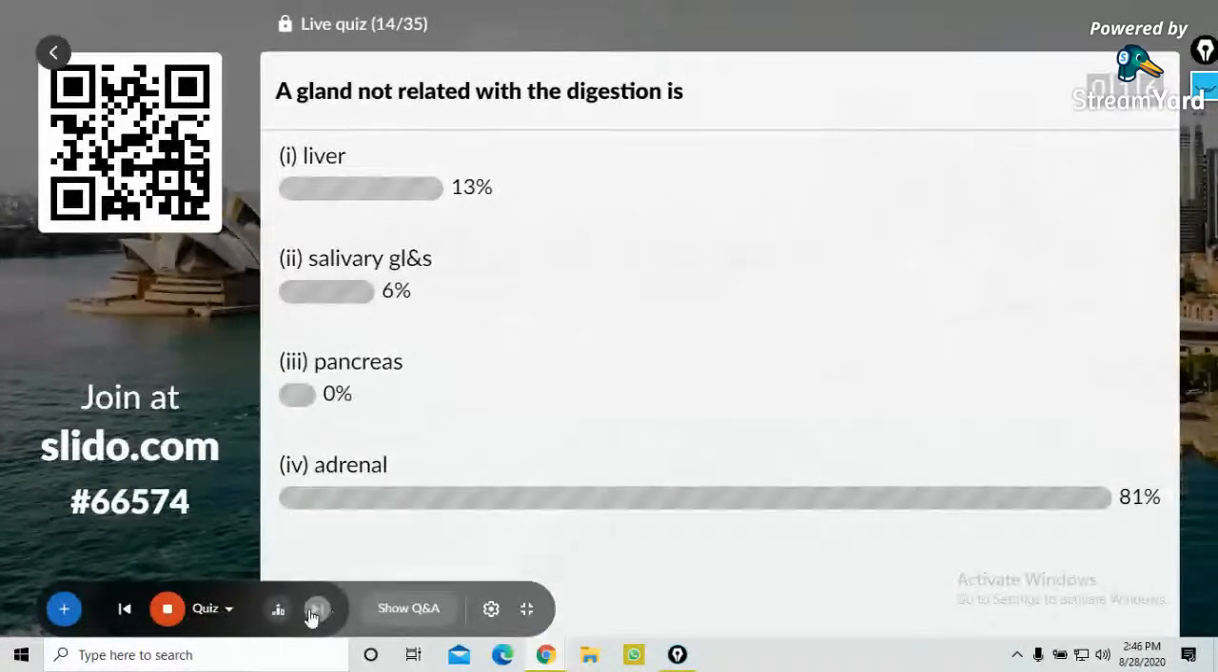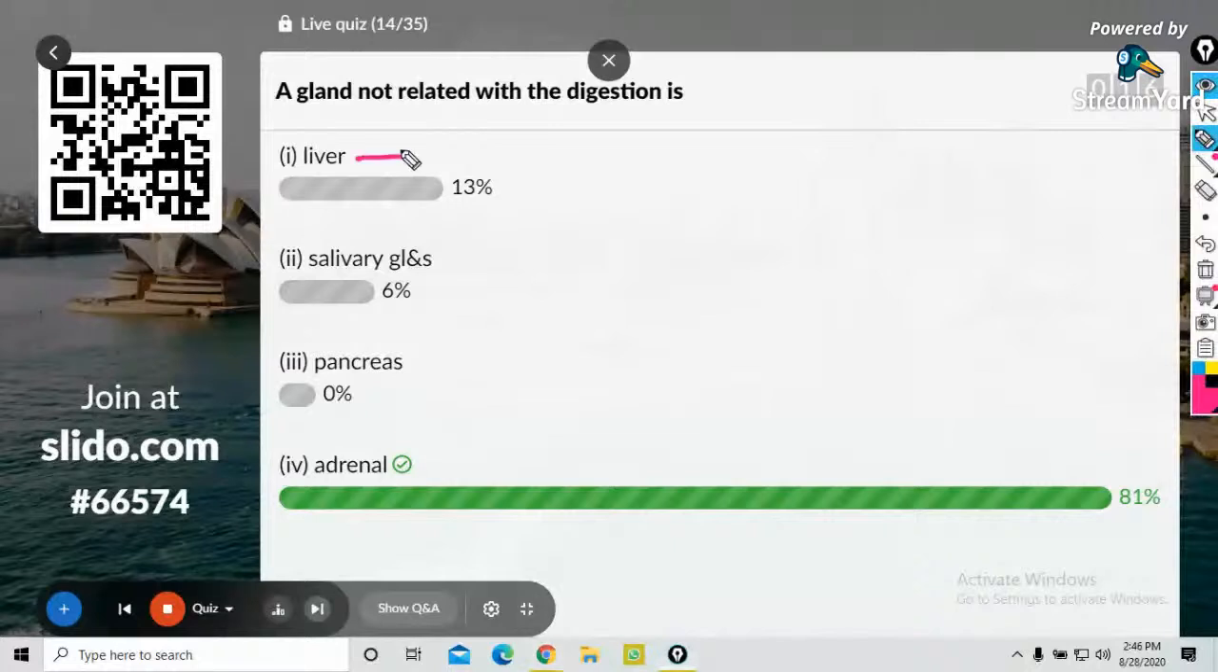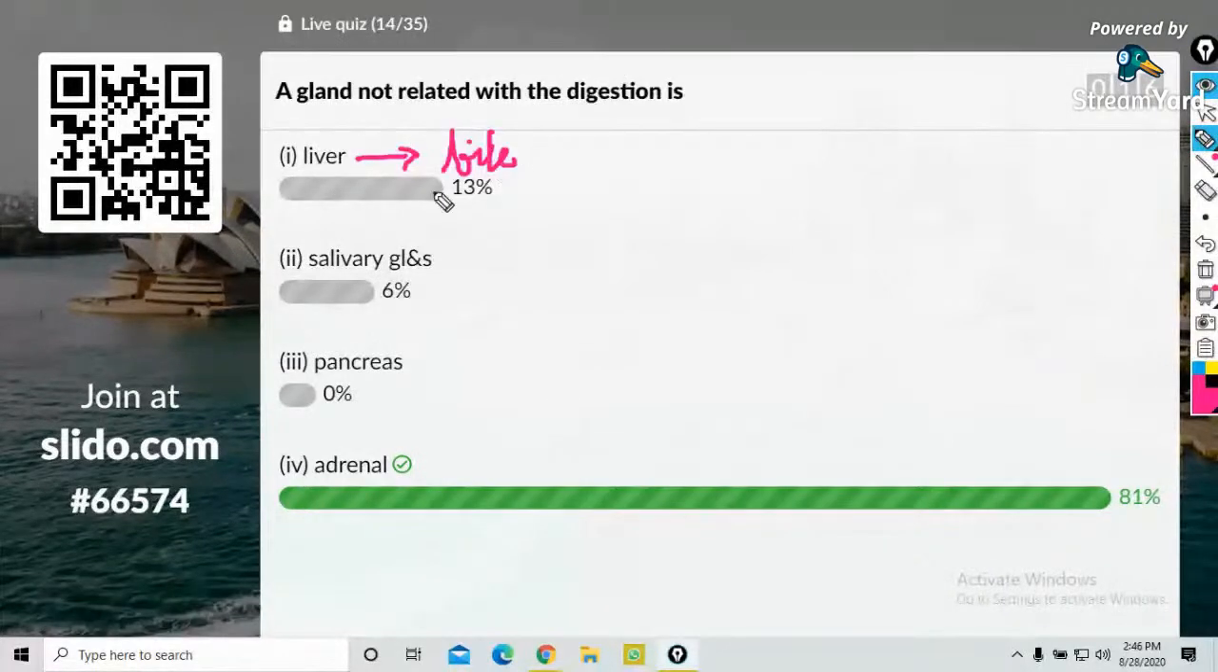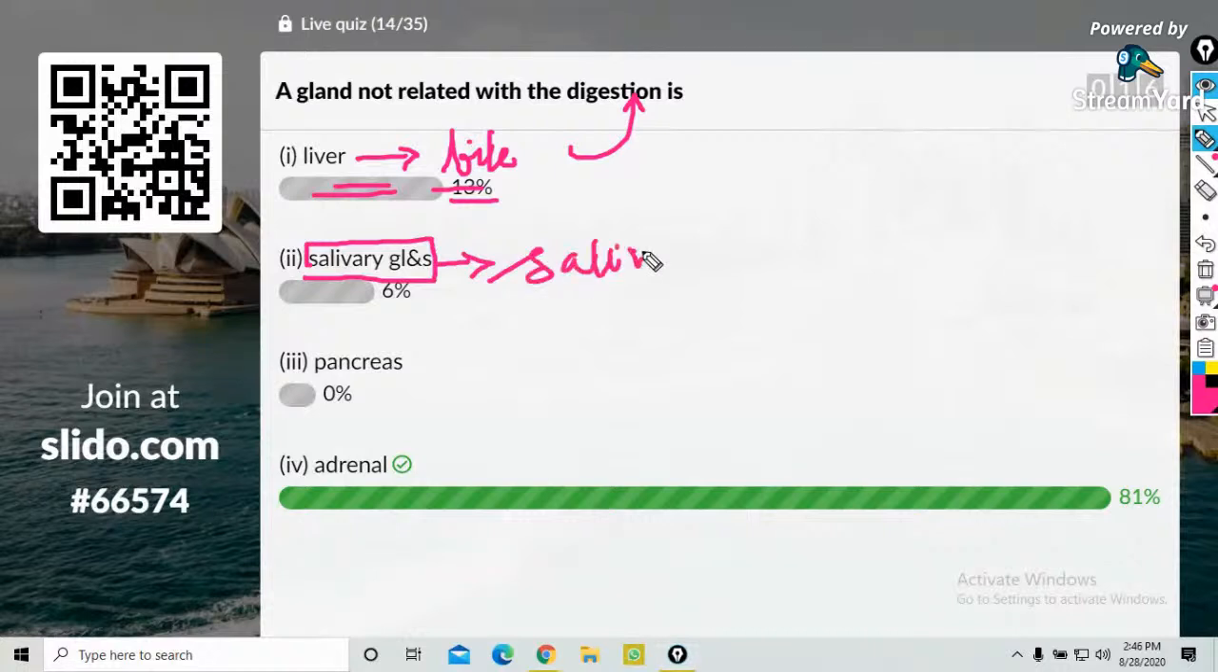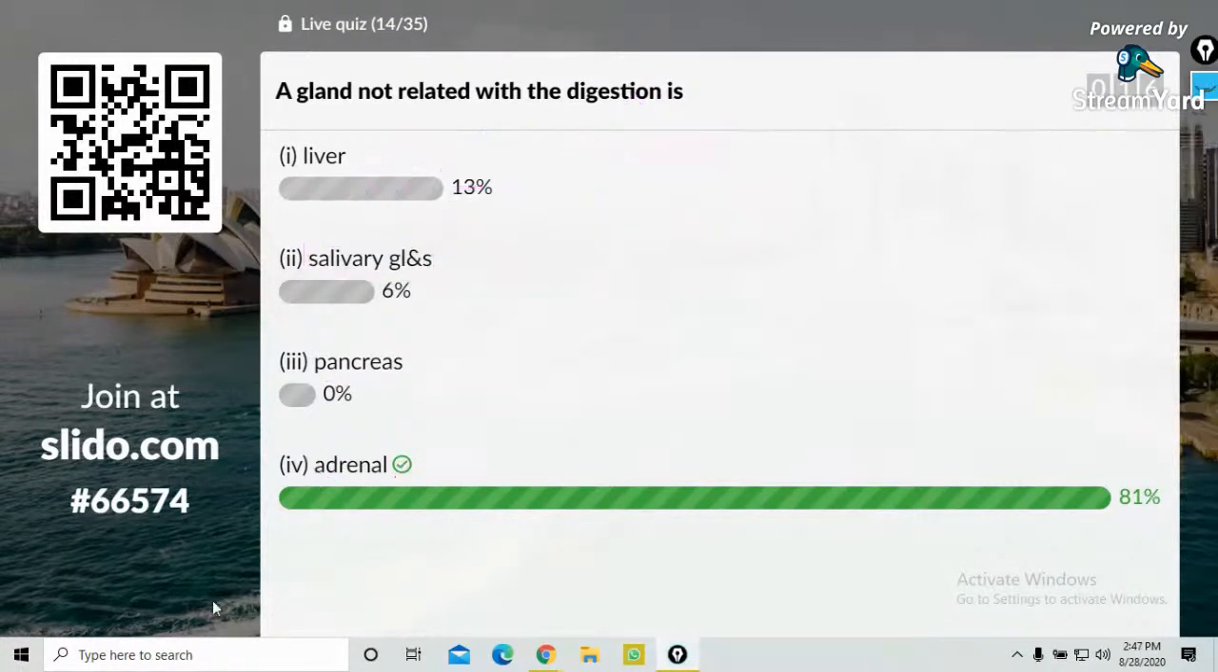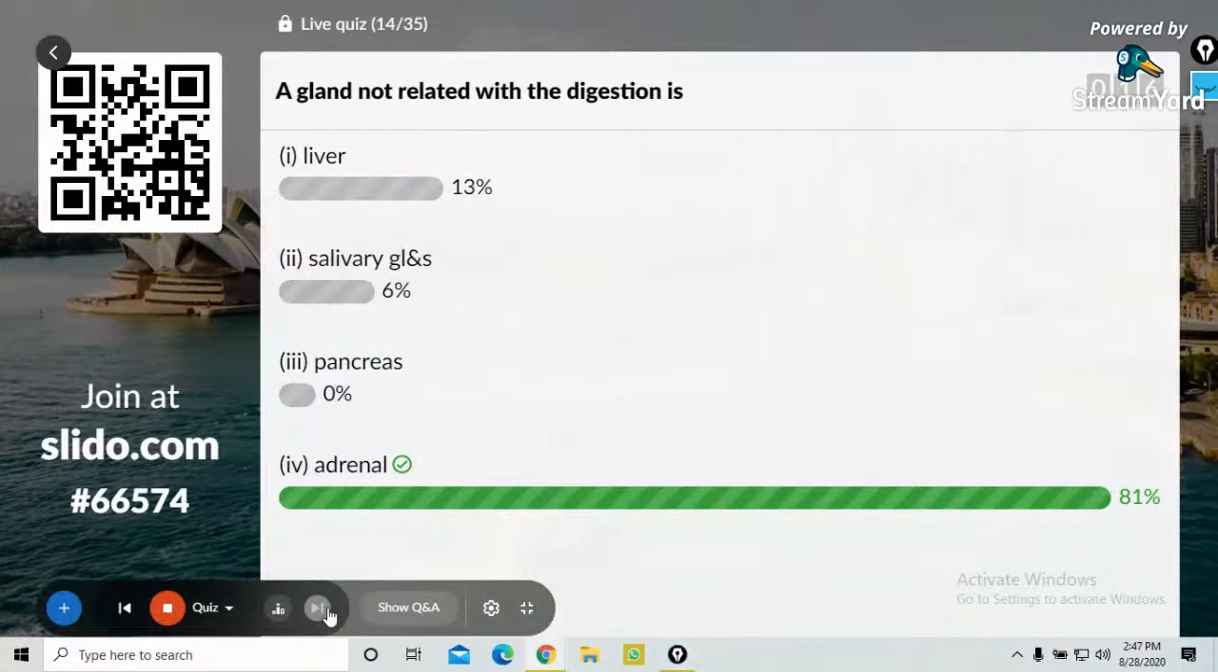Yes, guys, adrenal. Liver secretes bile. It is associated with digestion, emulsification of fat. Salivary gland secretes saliva, which contains the enzyme ptyalin or salivary amylase. It also helps in digestion. Pancreas secretes pancreatic amylase. Adrenal gland secretes adrenaline, right? Guys, I'll be back within 1 minute. You have the next question on the screen.